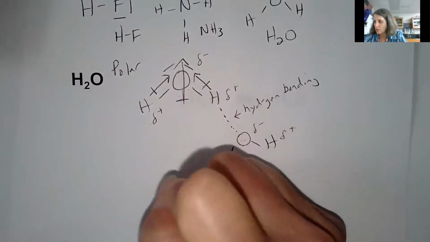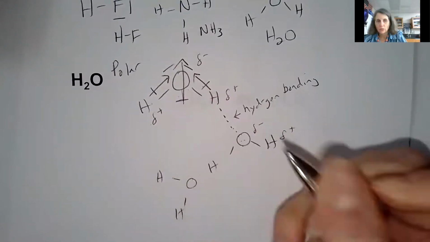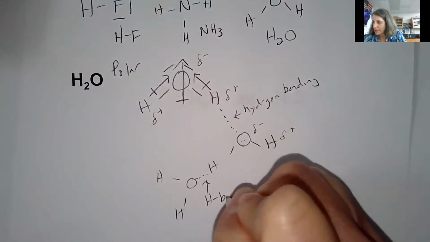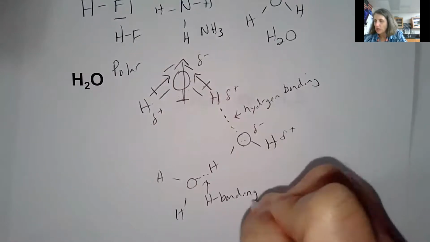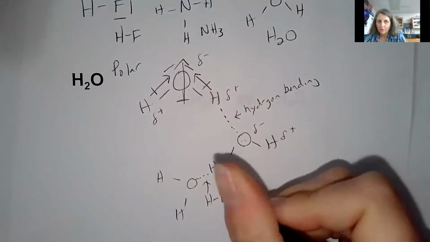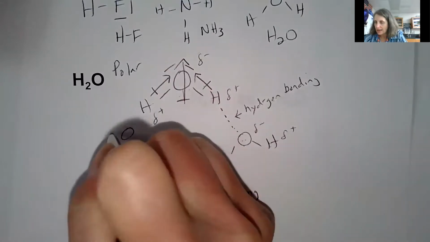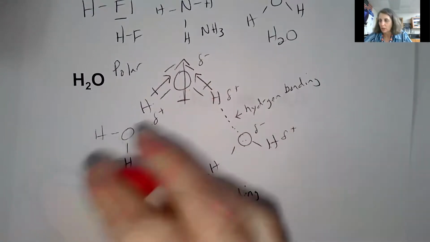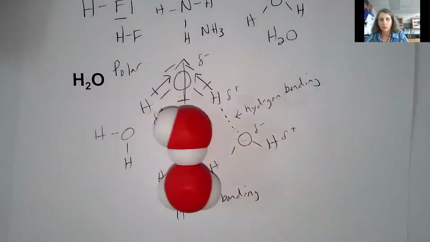So again, you could draw another water molecule with oxygen pointing towards that hydrogen. And it's that dotted line. This is the hydrogen bonding, which you could abbreviate as H-bonding. But again, it's always the oxygen end pointing towards the hydrogen end of the adjacent molecule because there's that attractive force that pulls them in.